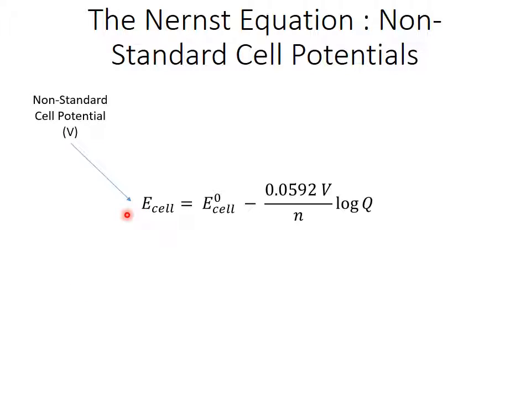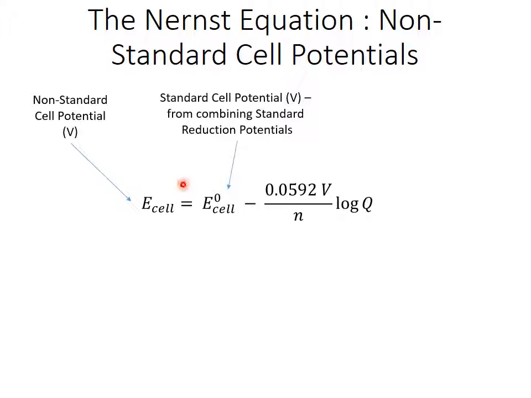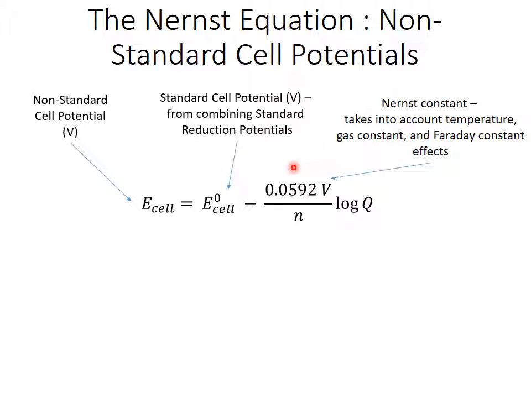E cell is the non-standard cell potential. It's what you're trying to solve for. It lacks that little zero to tell you that it's non-standard. E0 cell is the standard cell potential in volts, and you get this from combining standard reduction potentials. This here is the Nernst constant. This form of it takes into account temperature, gas constant, and Faraday constant effects.